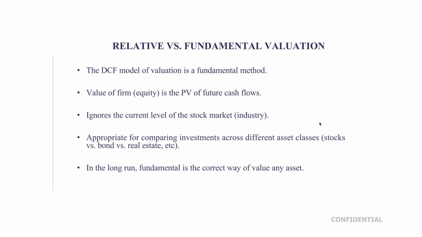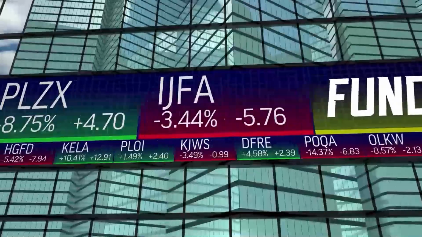Okay. So we say that the DCF model of valuation is the fundamental method. The value of firm and equity, which we have calculated, is nothing but the present value of the future cash flows, right? And it ignores the current level of the stock market, right? Because it does not take into consideration anything about stock market. It purely looks into the fundamentals of the company.